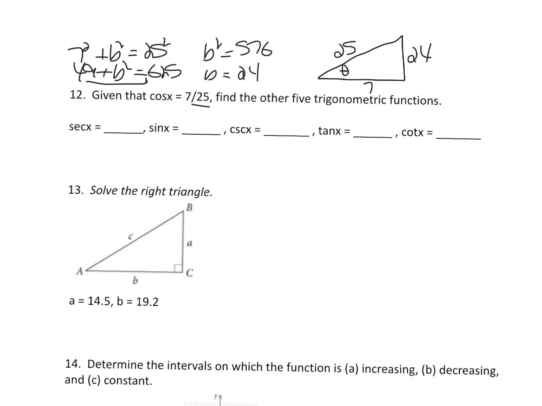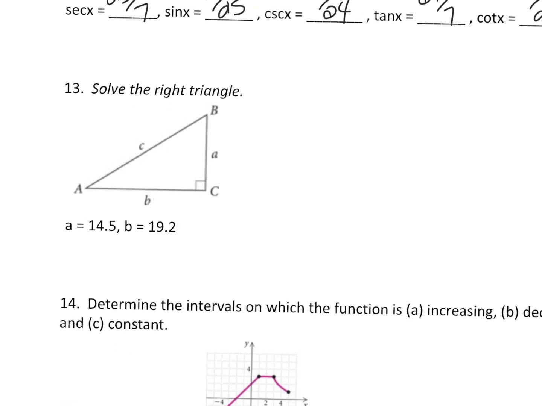So let's go through. First of all, secant is reciprocal of cosine, 25 over 7. Sine, opposite over hypotenuse, which is 24 over 25. Cosecant, reciprocal of sine. Tangent is opposite over adjacent leg. Cotangent, reciprocal of tangent. All you got to do.